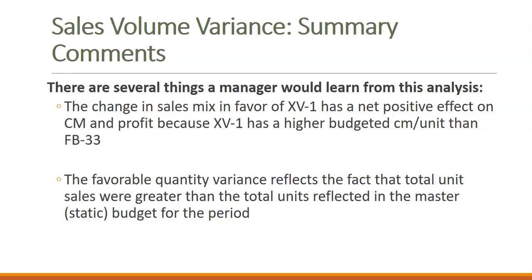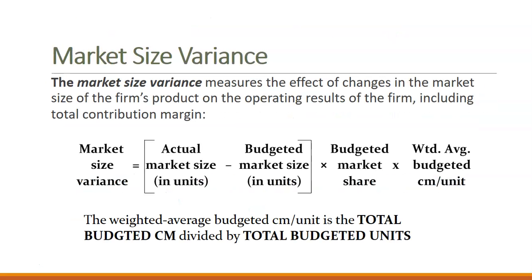Now we're going to look at the market variances. We're going to break that further down. So the market size variance looks at the effect of the change in the market size of a firm's product on the operating results of the firm, including total budgeted margin. So we're looking at our actual market size in units minus the budgeted market size in units, times our budgeted market share, times the weighted average budgeted contribution margin per unit. So we're bringing a lot of different chapters together. If you remember when we did the weighted average budgeted contribution margin per unit for CVP analysis.